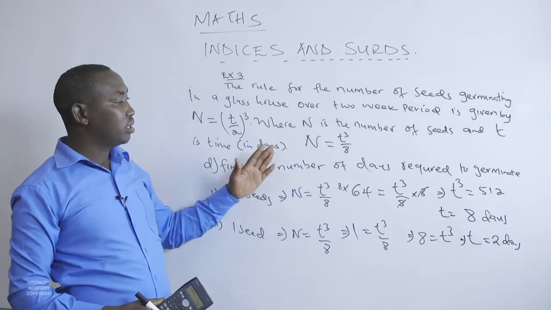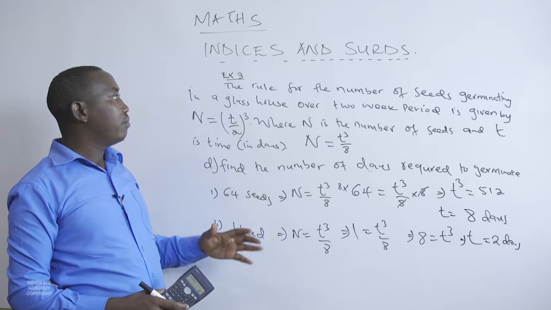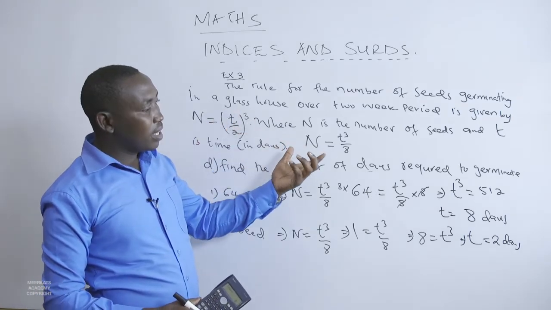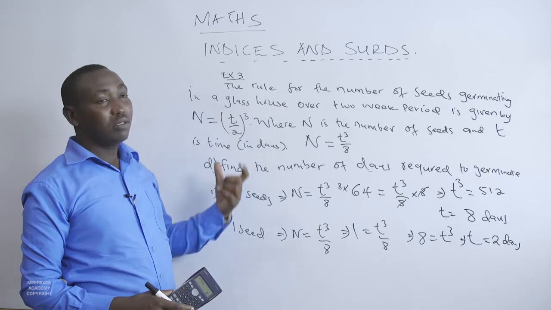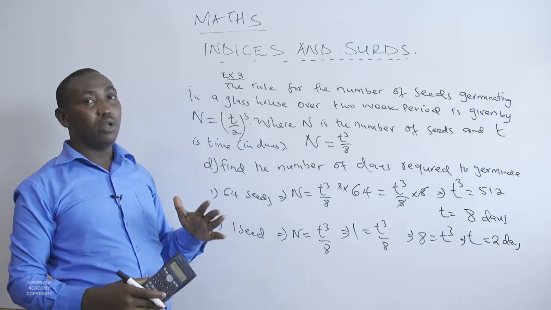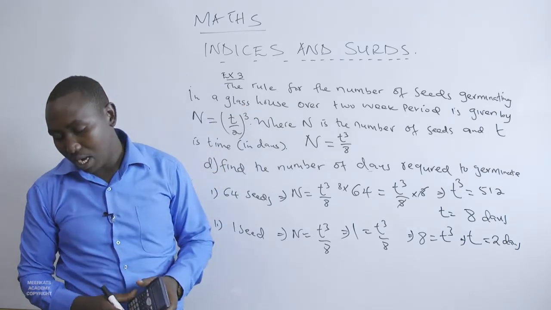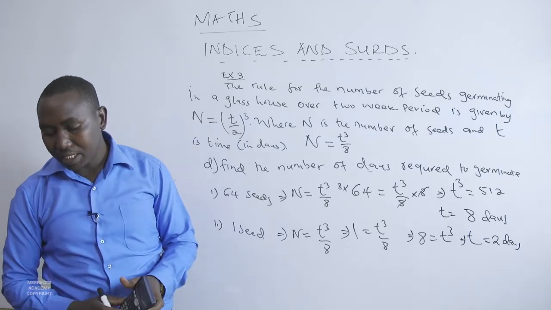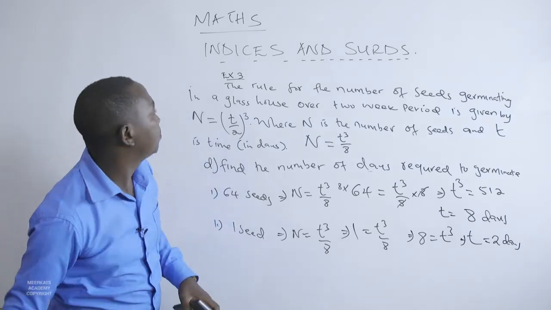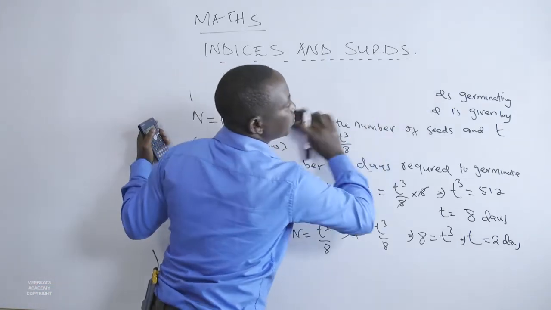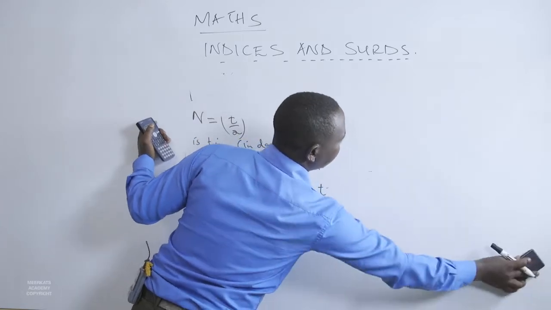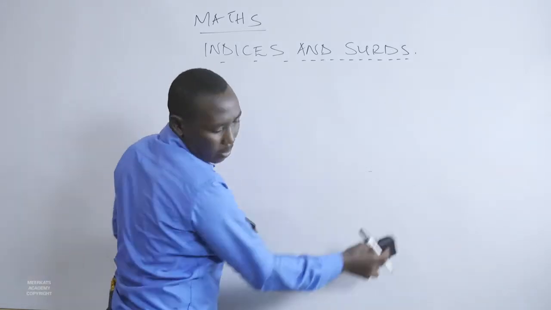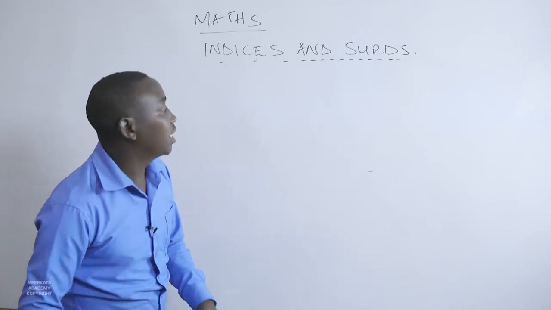Now this brings us to the end of the discussion on this subtopic, that is the extension of the laws. We now want to look at negative indices, which is our second subtopic.